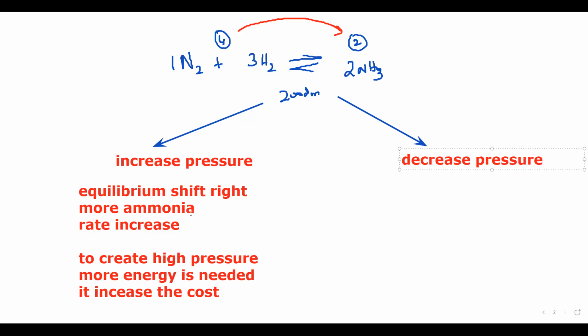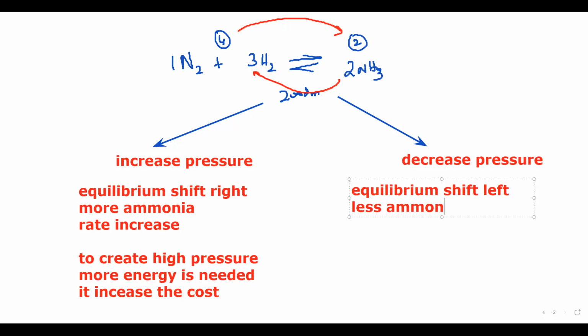So if we decrease the pressure, where will the equilibrium shift? It will shift towards the side with fewer moles or fewer particles. So 2 particles of the product, 4 particles of the reactant. So the equilibrium, or the balance, shifts towards the reactants. We will have less ammonia, and the rate will also decrease, so it won't be accurate. So this is how the reversible reactions are affected by pressure.